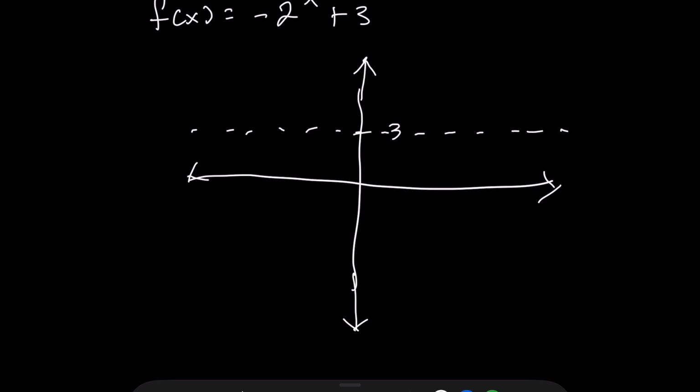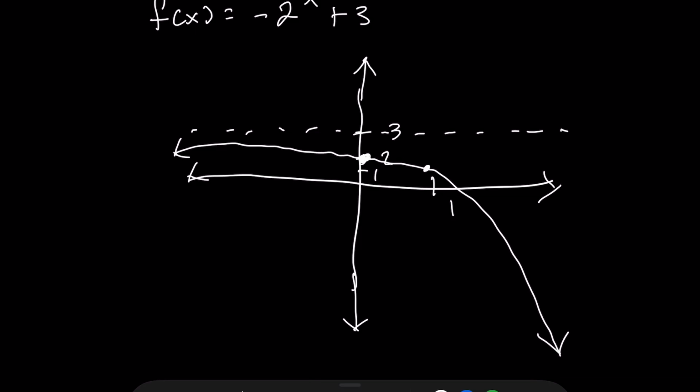Let's just get a point. Let's plug in 0. We get 2. Let's get another point. Let's plug in 1. What happens at 1? Well, 1 is just equal to 1. So literally all we have to do now is use the asymptote and the 2 points. Boom. That's it.